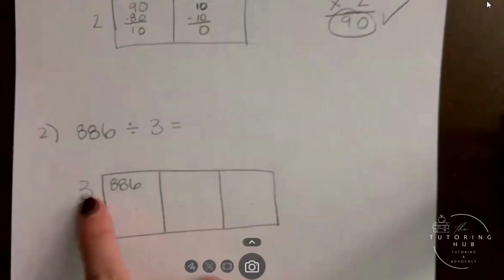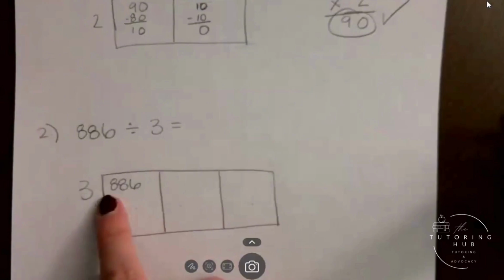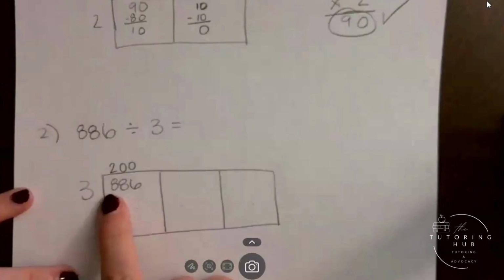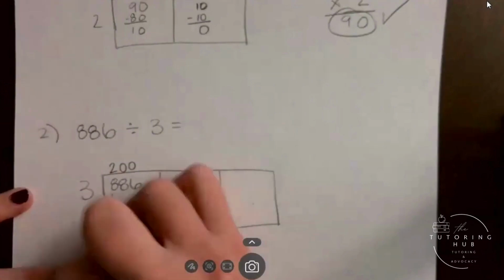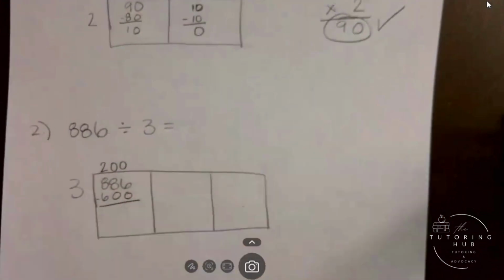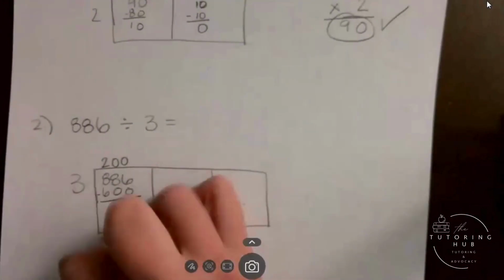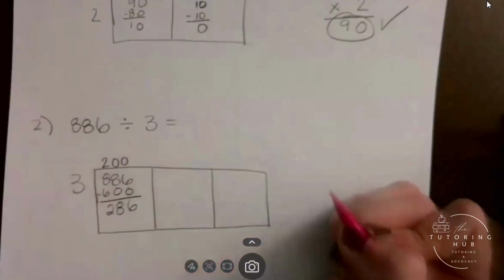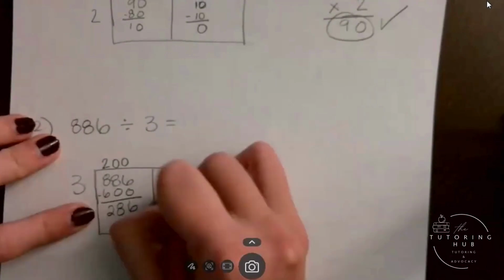So I'm thinking 3 times what gets me close to 8? 3 times 2, and then we can add 2 zeros because that 8 is in the hundreds place. So 3 times 2 is 6, and then 0, 0. So now 886 minus 600. 6 minus 0 is 6. 8 minus 0 is 8. And now 8 minus 6 is 2. So I have 286. I'm going to take this number and put it at the top over here.